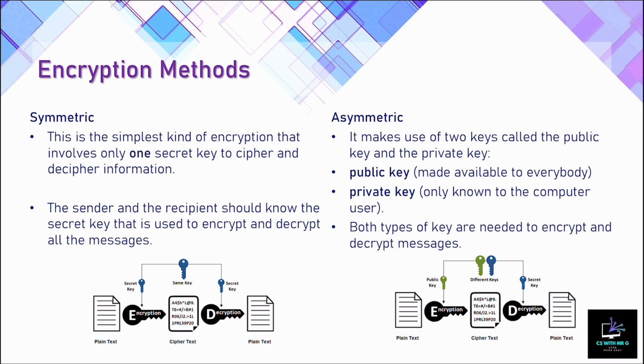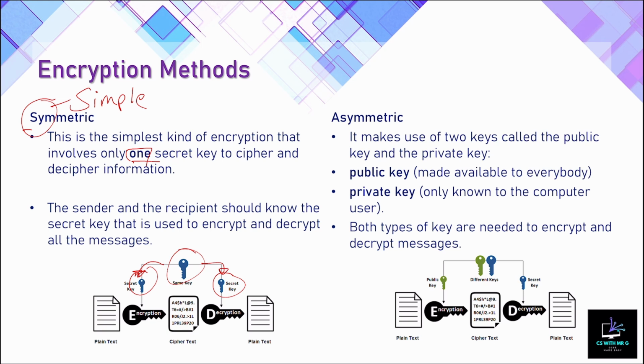So the first one, symmetric, we can take the first three letters and we're going to remind ourselves that it's simple. Okay, symmetric is the most simple type of encryption. Now, the reason why it's simple is because it only involves one key. It's got one key to encrypt the data and one key to decrypt the data. Okay, the same key does both things.